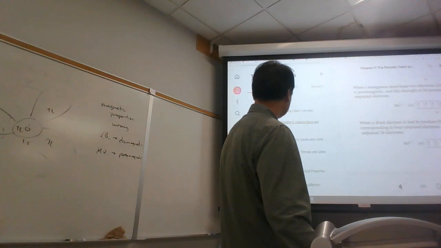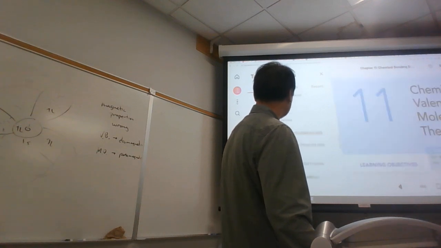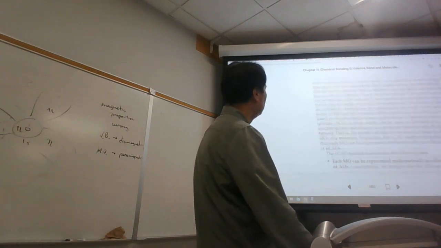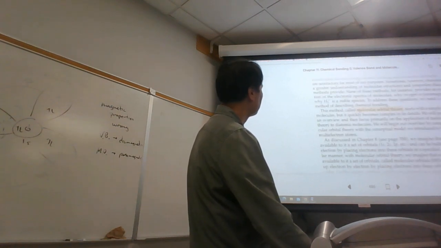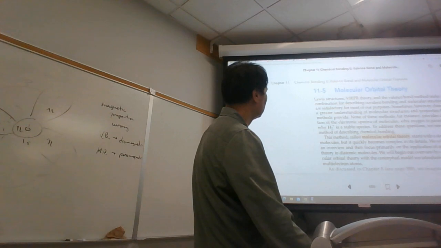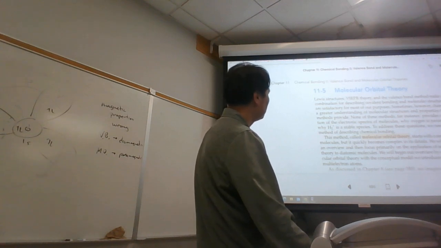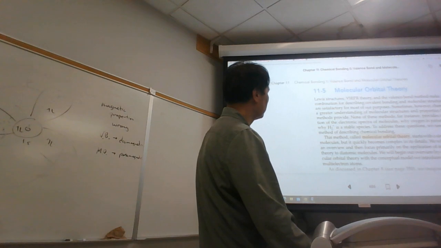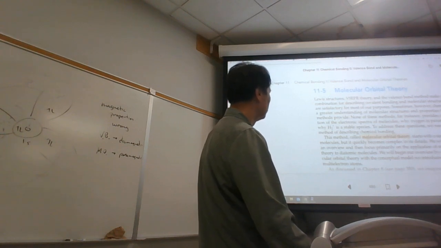Now, MO theory is a bit of a pain because you've already learned all these orbitals, right? You have to abandon... no, we're not going to abandon them. We're going to use them, but we're going to use them to generate new orbitals. And these new orbitals are called molecular orbitals. Anyway, Lewis structures, VSEPR theory, valence bond method, the potent combination for describing molecules. They're satisfactory for most of our purposes. Sometimes, however, chemists need a greater understanding. If we need a more rigorous approach, we're going to use molecular orbital theory.